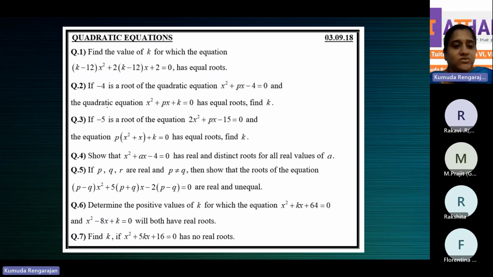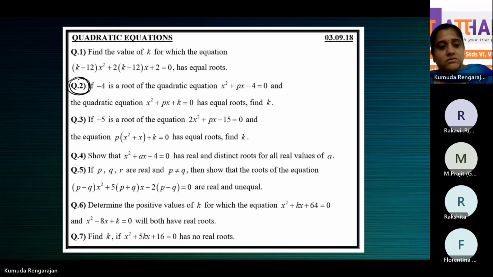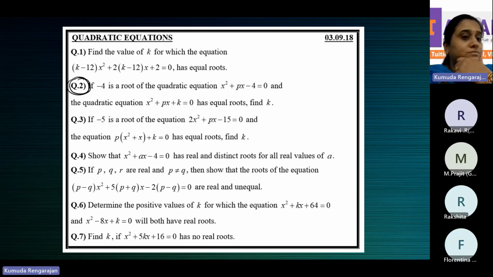Take down this question now. Online students, please take down this question. Question number 2. Please take down question number 2.